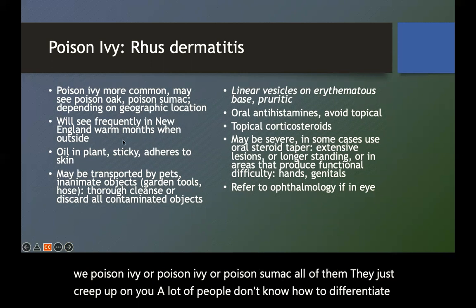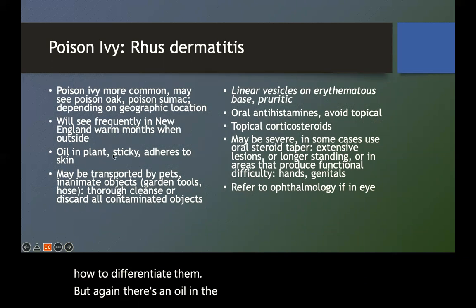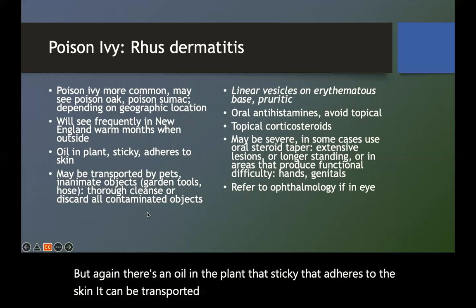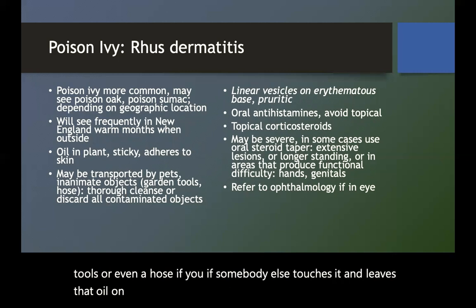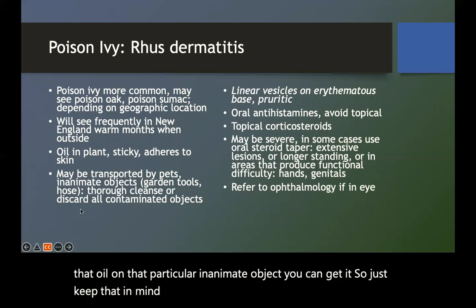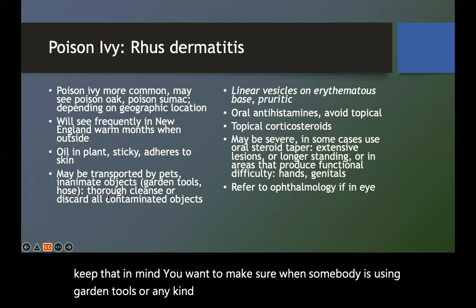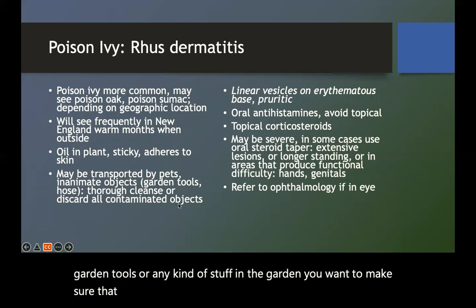But again, there's an oil in the plant that's sticky, that adheres to the skin. It can be transported by different things like pets or garden tools, or even a hose. If somebody else touches it and leaves that oil on that particular inanimate object, you can get it. So just keep that in mind. You want to make sure when somebody's using garden tools or any kind of stuff in the garden, that stuff is cleaned off really well.